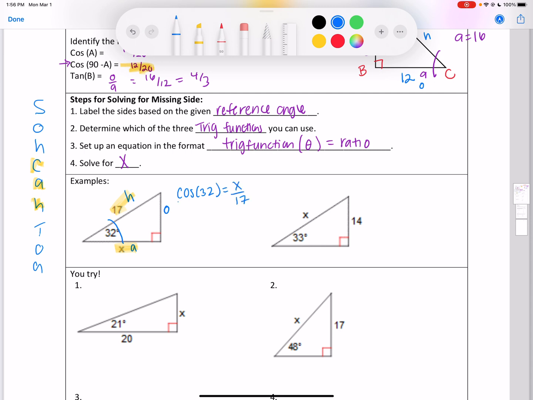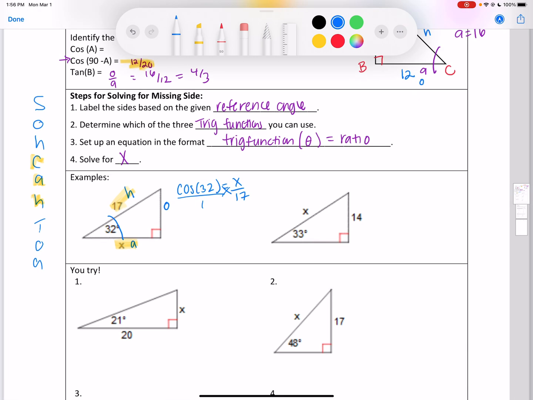And what you're technically doing here is you're cross multiplying. So I'm multiplying x times 1, and I'm multiplying 17 times cosine of 32. So x equals 17 cosine of 32. I'm going to put it in my calculator just like that. 17 cosine 32. It's going to give me a decimal, and that's perfectly fine. Let's round to 2 decimal places, 14.42.